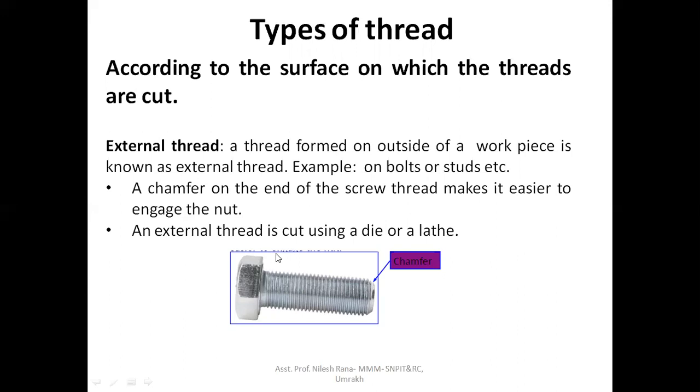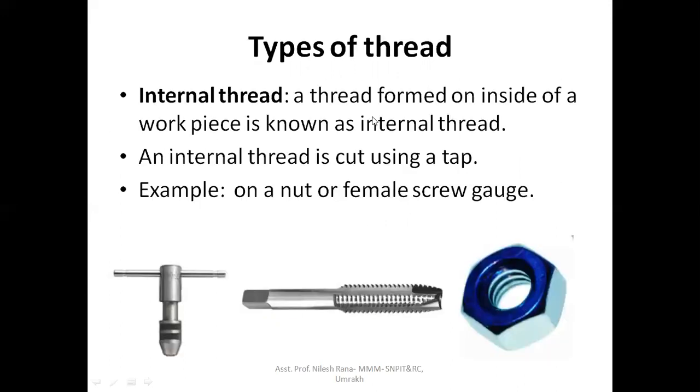Now internal thread. A thread formed on the inside of a workpiece is known as internal thread. An internal thread is cut using a tap. Here you can see the figure of the tap. By rotating this tap, you can manufacture this kind of internal thread. Examples are a nut or a female screw gauge.